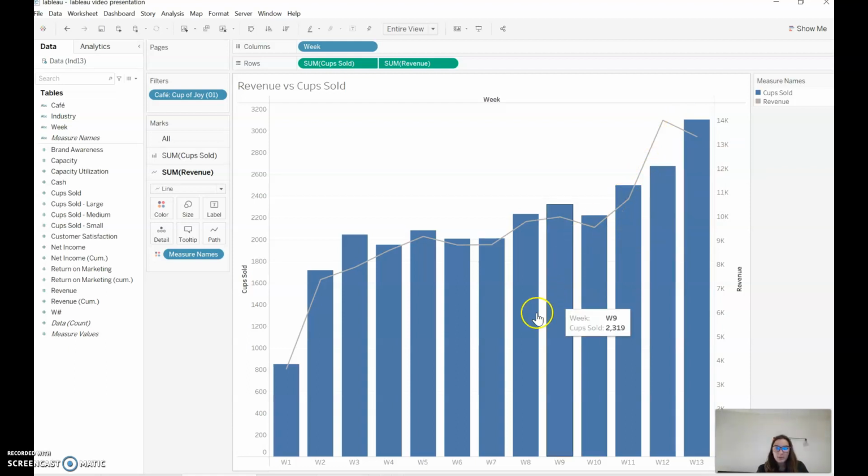But as you can see, with both the cups sold and the revenue, they seem to stay in sync pretty much. The revenue increases more here, but then it decreases along with the cups sold, and then it increases again with the cups sold, decreases again, and increases again, all the way up. And here's where it's a little different. It decreases down, but the cups sold just increases.